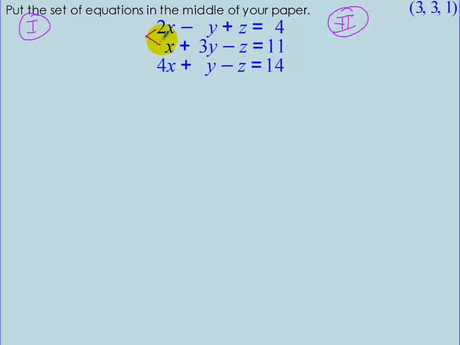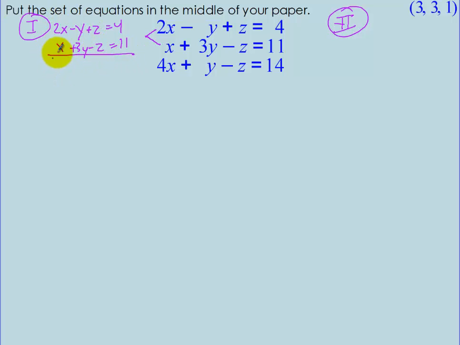And if you need to multiply them so that they eliminate, you can, but these ones will just eliminate. So I'm going to rewrite these. 2x minus y plus z equals 4. And then I'm going to write x plus 3y minus z equals 11. So what happens when I add those equations up, the z's are going to cancel out.